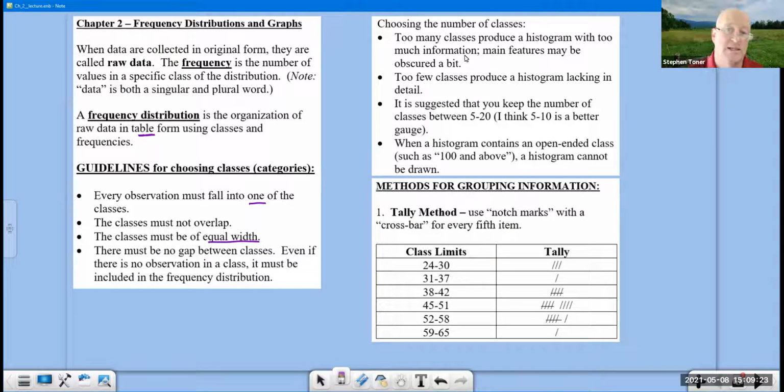Choosing the number of classes. If we have too many classes, it produces a histogram with too little information. Too few classes produce a histogram that's lacking in detail. So generally they say 5 to 20 classes is best. I say 5 to 10, maybe even just 5 to 8 is a better gauge. When a histogram contains an open-ended class, such as 100 and above, a histogram cannot be drawn. And that'll be the graph of the table that you create.